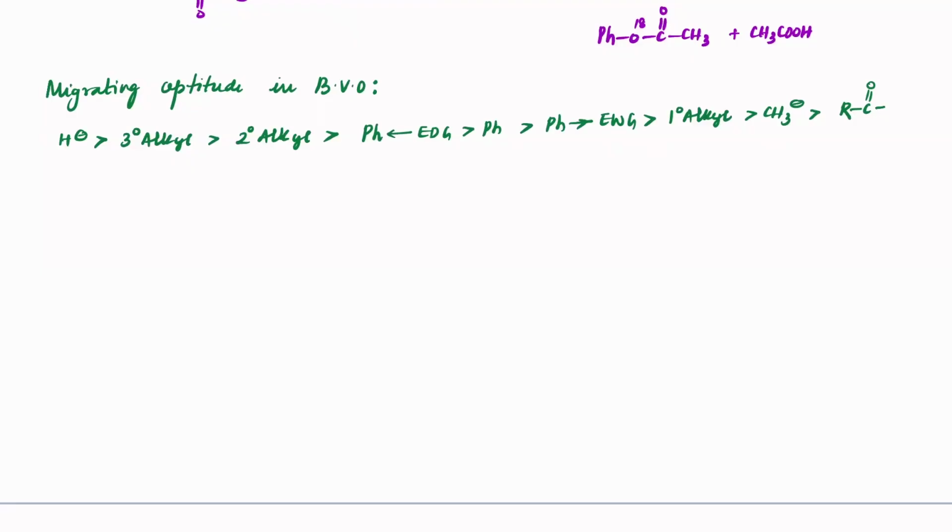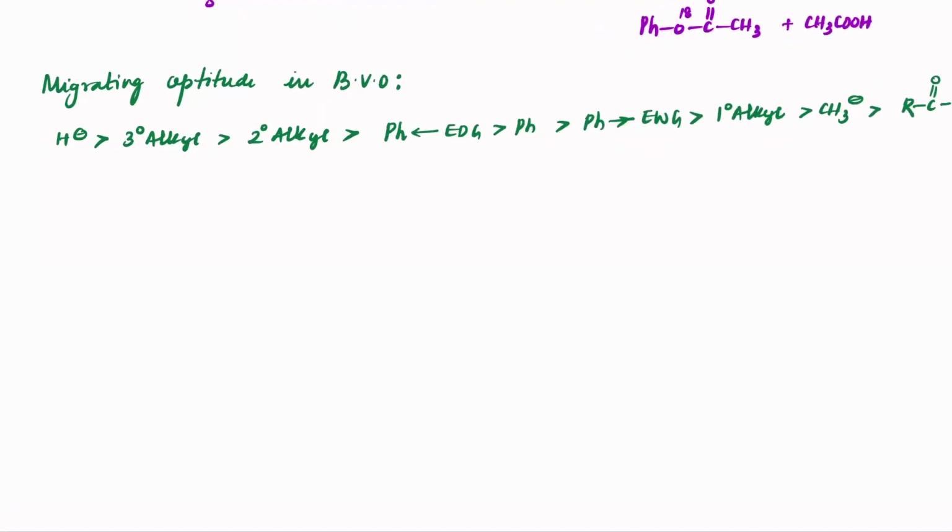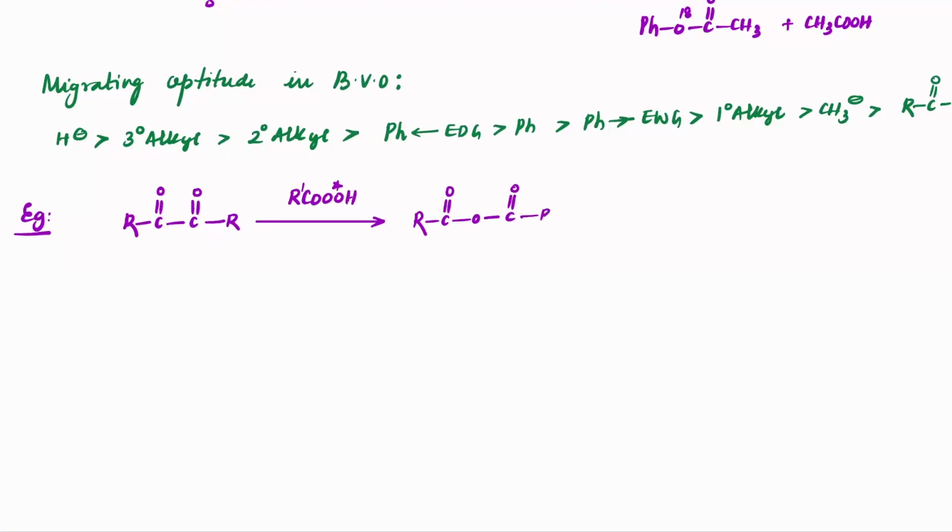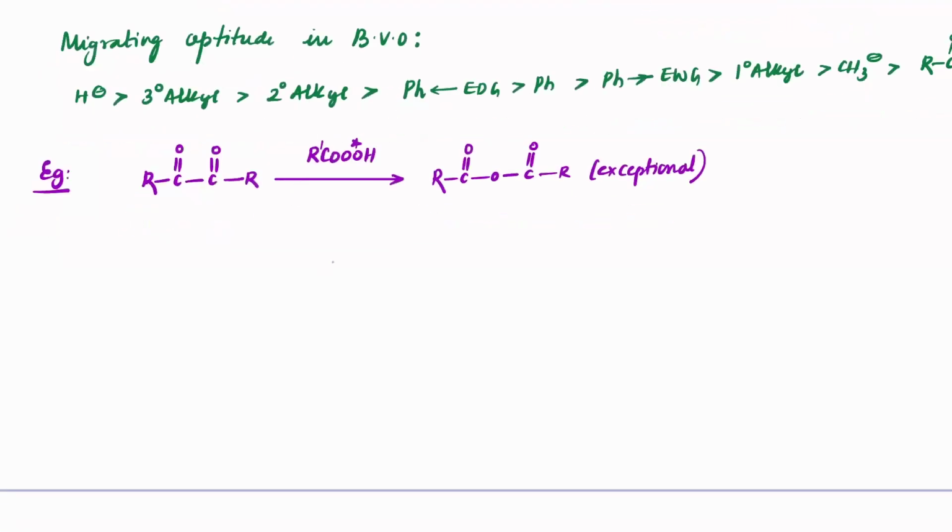Yes, this is what you need to check out. So let me show you with examples here. For example, if you have R C double bond O C double bond O, this is the first exceptional one, where if you have anything like R COOOH here, and this is, let's say, isotopic oxygen, then you will get the oxygen between these two carbons. This is the exceptional one.